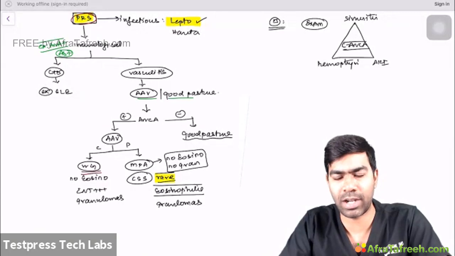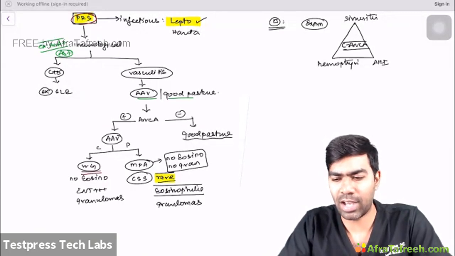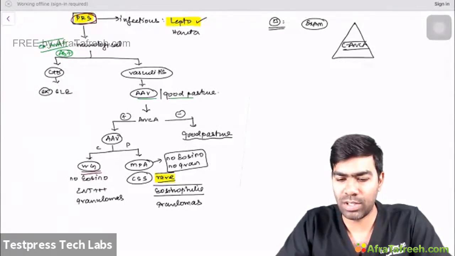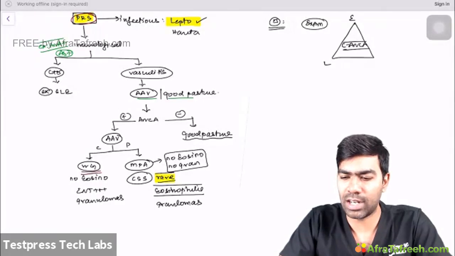But you know now, Wegener's granulomatosis is something beyond that. It's not just that typical triad that you get in exam. I will suggest more than this kind of triad that you see, more often go for ENT, lung, and kidney involvement.